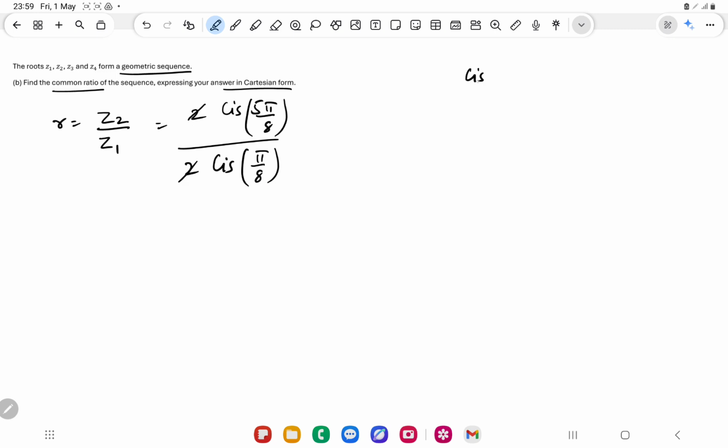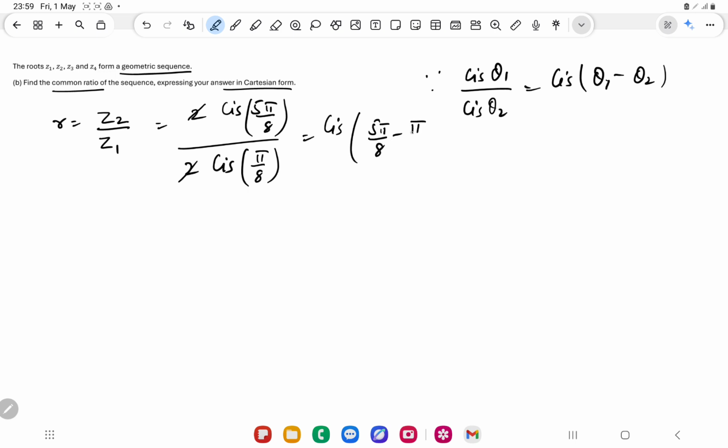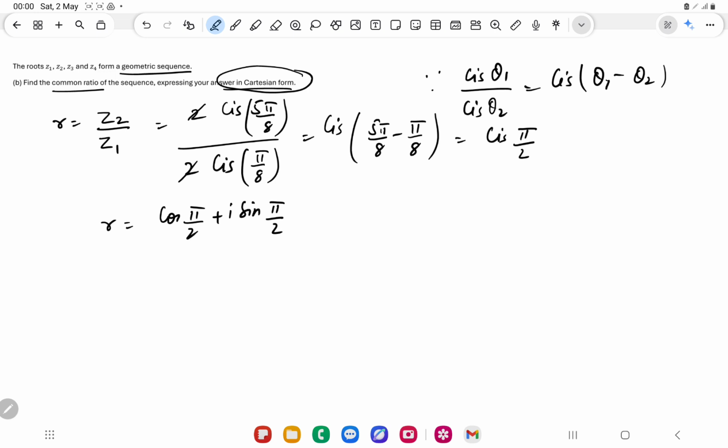Whenever we have cis of an angle divided by cis of another angle, we can subtract the angles and write this. So I will be using this over here. This will give me 5 pi by 8 minus pi by 8, which is nothing but cis pi by 2. But the question was to give the answer in Cartesian form. So the Cartesian form will be cos pi by 2 plus i sin pi by 2. Now cos pi by 2 is 0, sin pi by 2 is 1. So this is my Cartesian form, or I can write my answer as i.